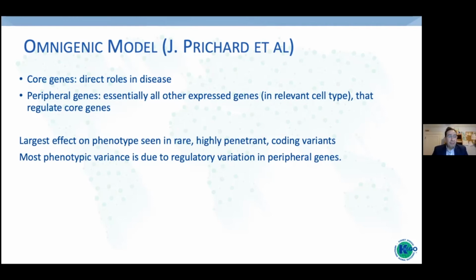In general, in this model, the largest effect on phenotype is seen in rare, highly penetrant coding variants, as we see with monogenic or Mendelian disease. But for most phenotypes, most phenotypic variance is due to regulatory variation in these peripheral genes.